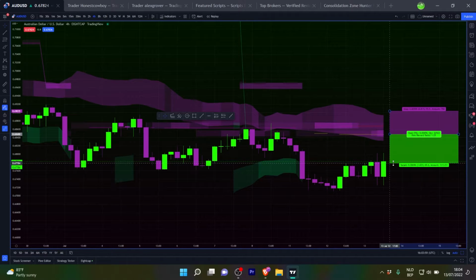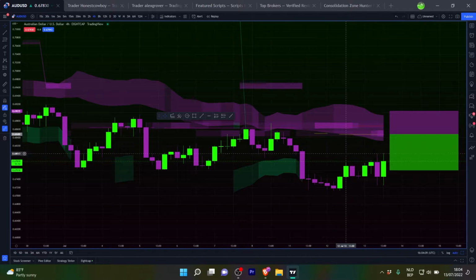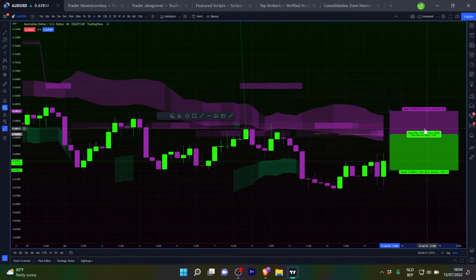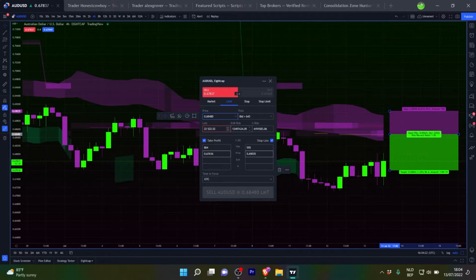or you can do like this, but I'll target here. So I think that's good because the market stayed there for a while, so it acts like a magnet. Then create limit order.